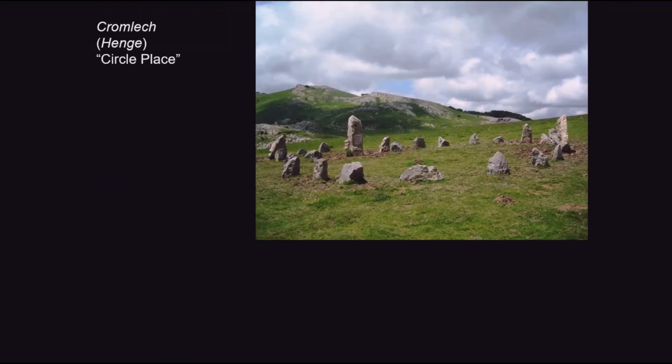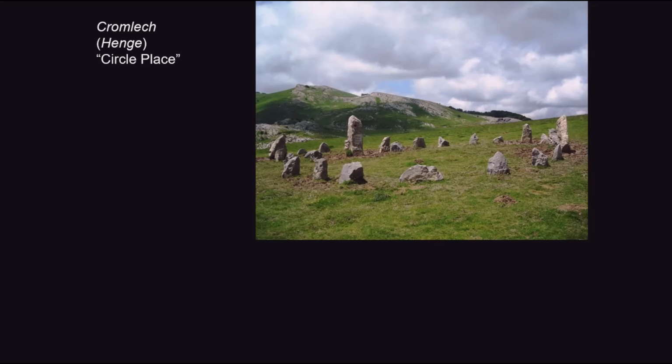The last form that we have is the cromlech. And the cromlech literally means circle place. We sometimes call this a henge. Henge is an Anglo-Saxon word. Cromlech is a Celtic word. But either way, they mean the same thing. They mean a circle of standing stones. And we see circles of standing stones all over Western Europe, all over the British Isles, and also a bit into Scandinavia as well.